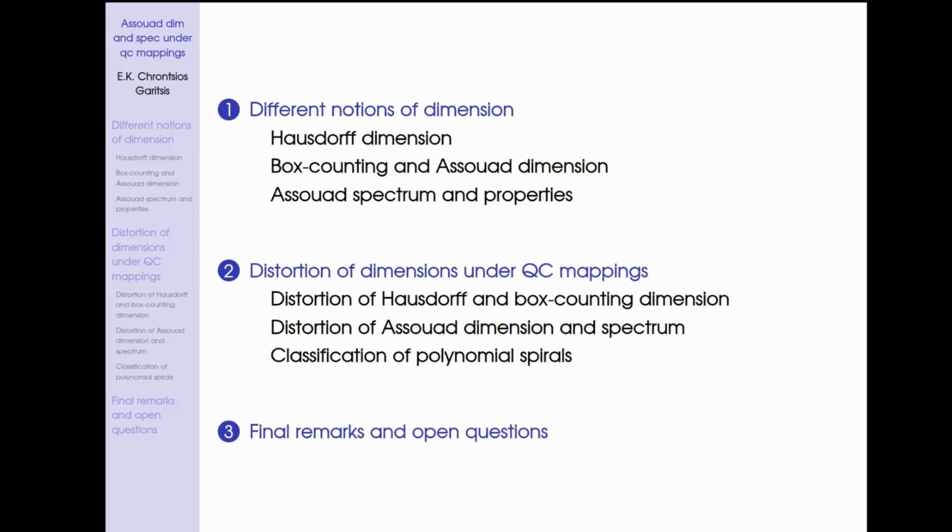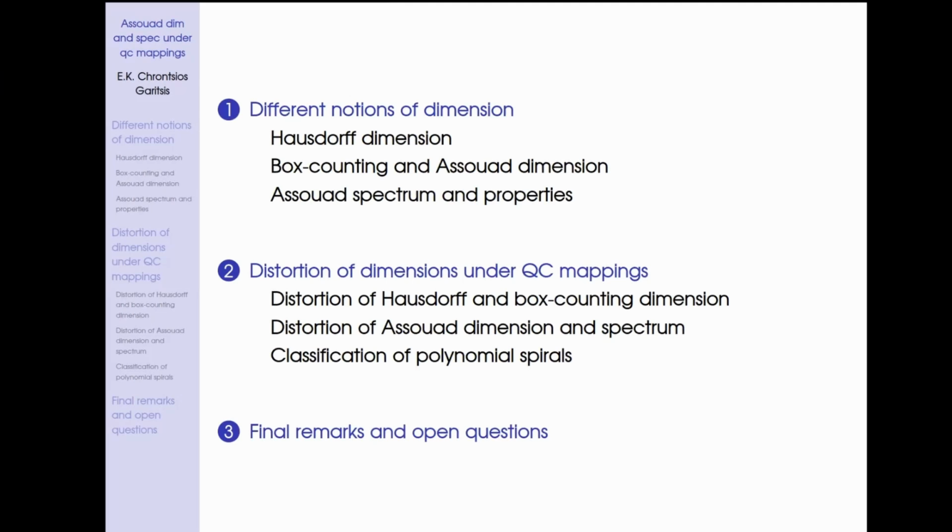During the talk, I will introduce first the different notions of dimension that we will be talking about: the Hausdorff dimension, the box counting, and the Assouad dimension. Then I will introduce the Assouad spectrum and some of its properties. I will move on to introduce quasi-conformal maps and how they distort these notions of dimension. The distortion of Hausdorff and box counting dimension are known results. Our main result is the distortion of Assouad dimension and spectrum under quasi-conformal maps.